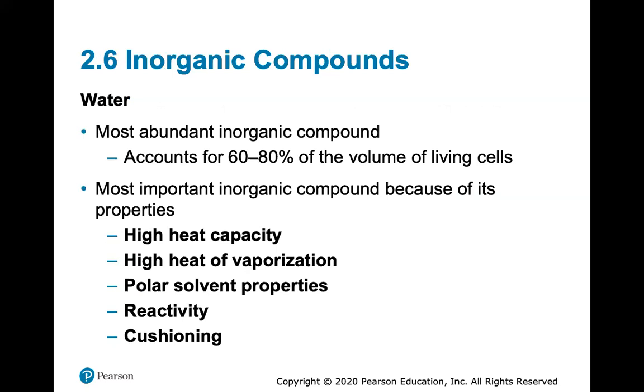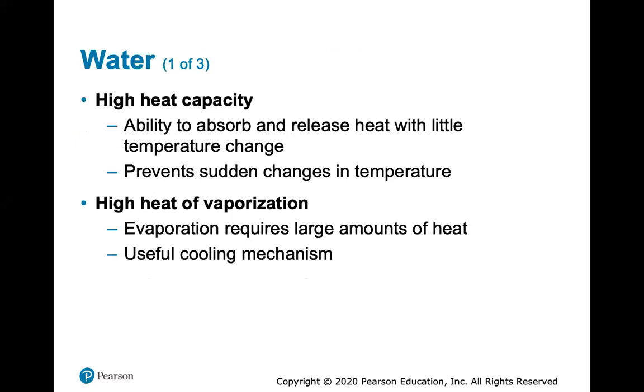We'll talk a bit about water, because water is very important for a lot of different reasons. It's the most abundant inorganic compound, and it accounts for about 60 to 80% of the volume of all living cells. So all of your cells are mostly made of water. It has other important properties like a high heat capacity, a high heat of vaporization, and polar solvent properties, meaning water has the ability to surround substances in order to dissolve them very easily because of its polarity. It's very reactive, and it provides a cushioning kind of protection throughout the body, whether that's around your brain or organs.